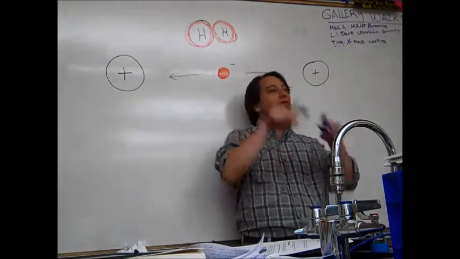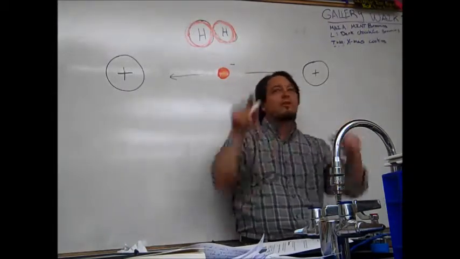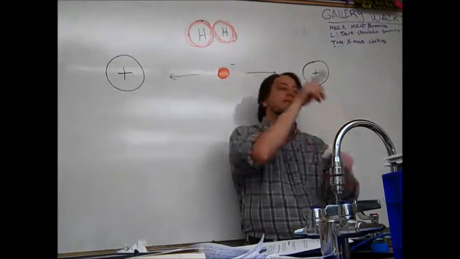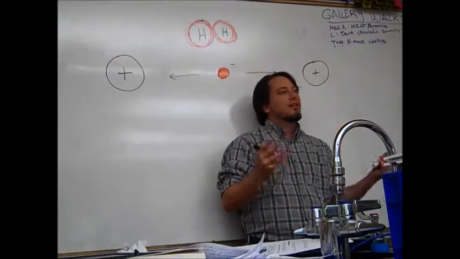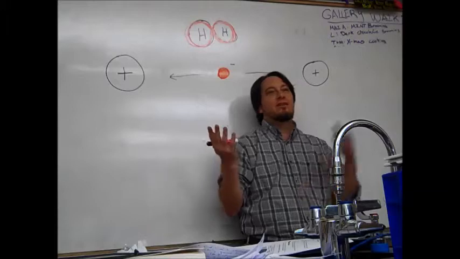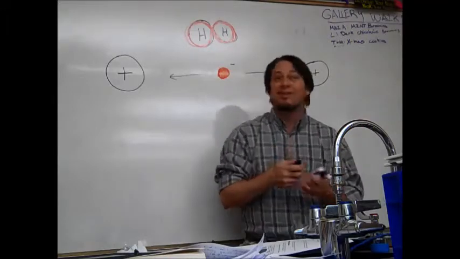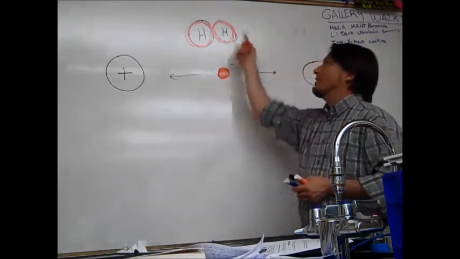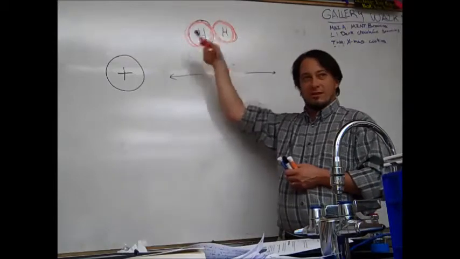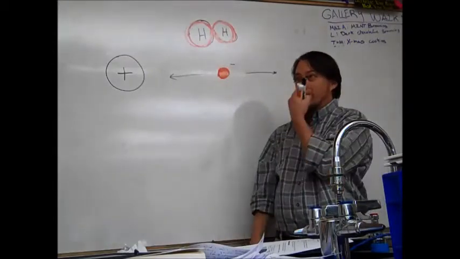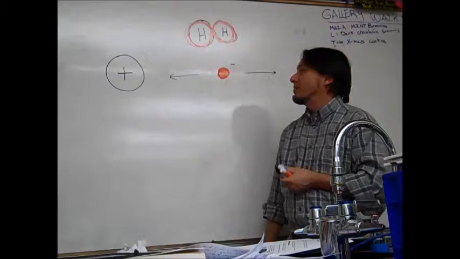They both have the same pull on it, and so the electrons sort of spend shared custody, half the week here, half the week there. It's not really like that exactly. It's more like half a millisecond here, half a millisecond there. The electron moves around pretty fast, so it's sort of like they both have it at the same time.